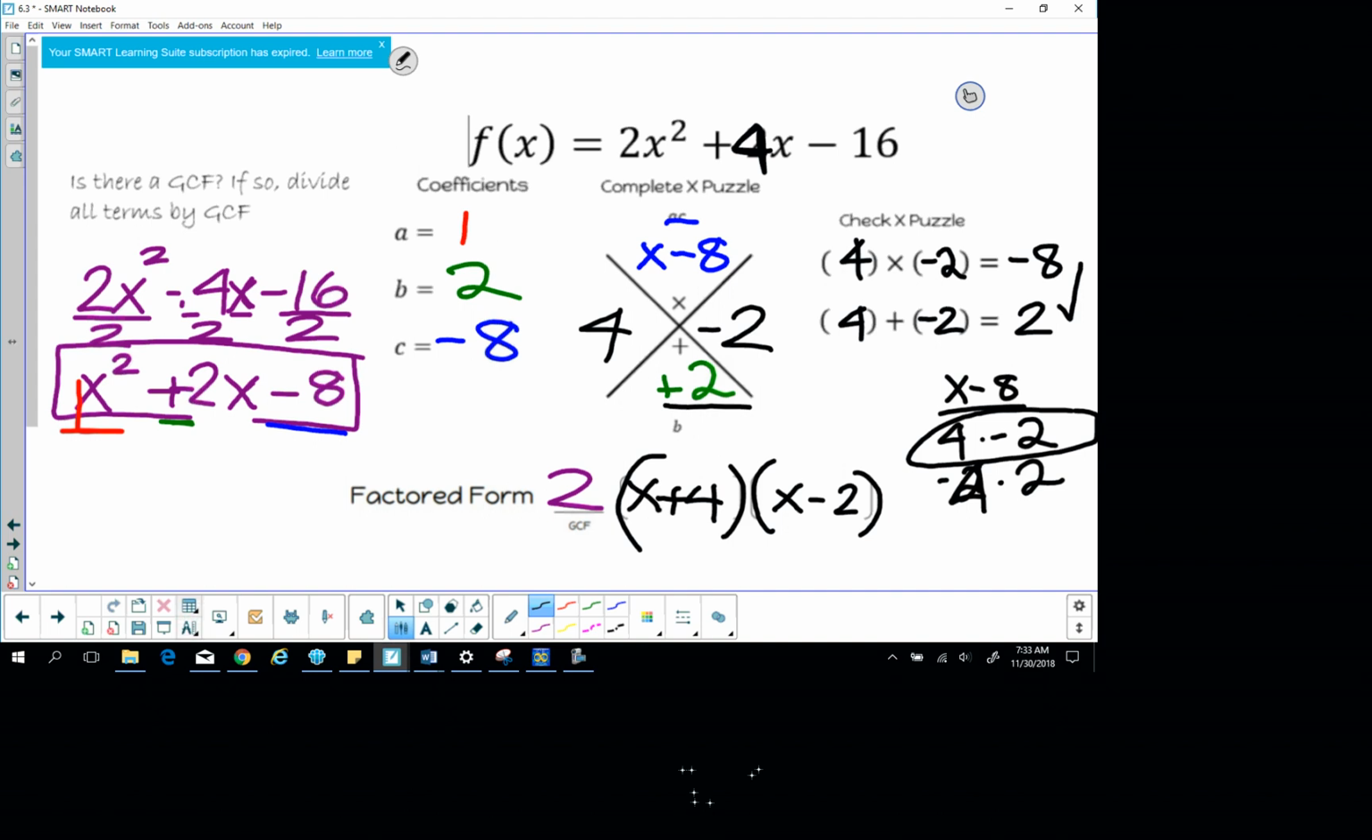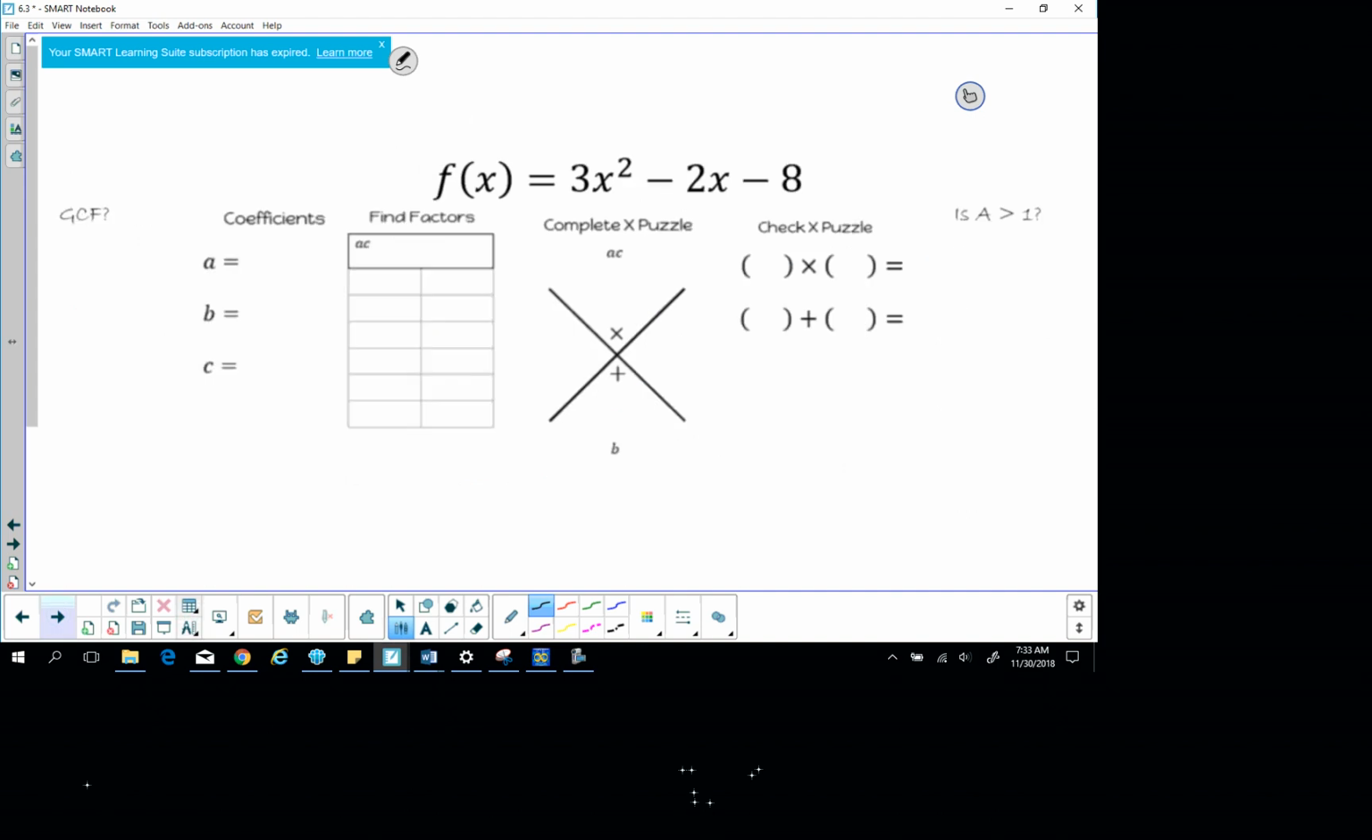The next example is the one that starts with a 3, that paper. Now this one does not have a GCF. So get that next paper out, the one that starts with 3. That one does not have a GCF. You guys see that? There's no number besides 1 that can go into 3, -2, and -8. So we know right here, GCF, there's none. So now I just get started.